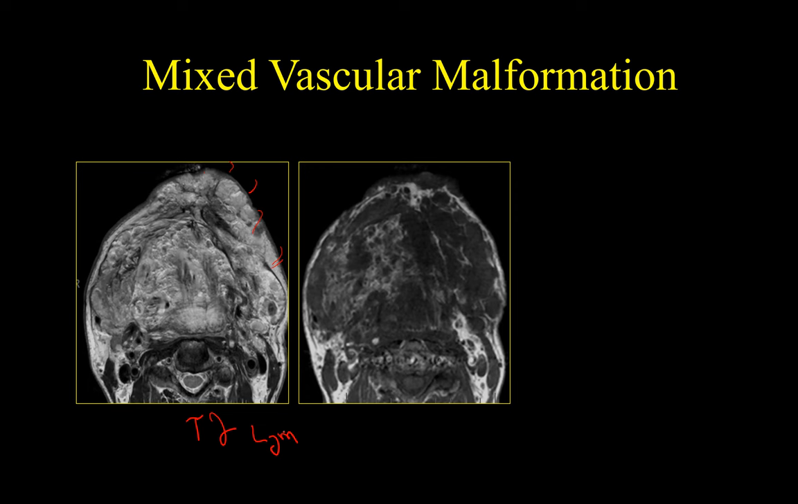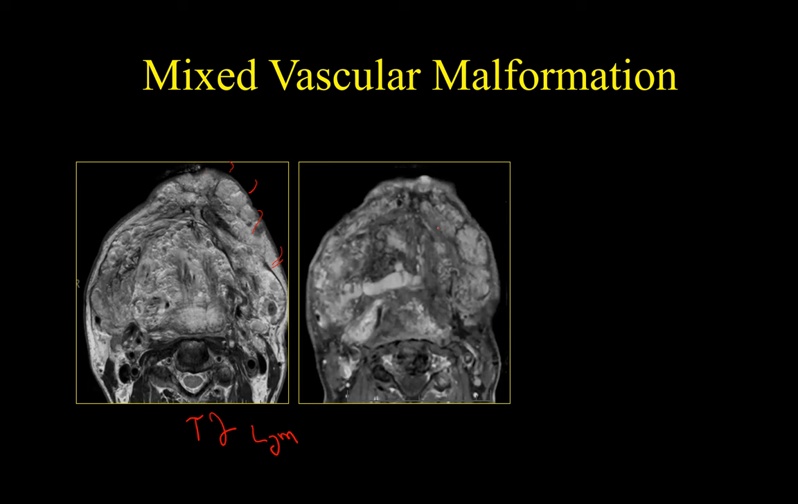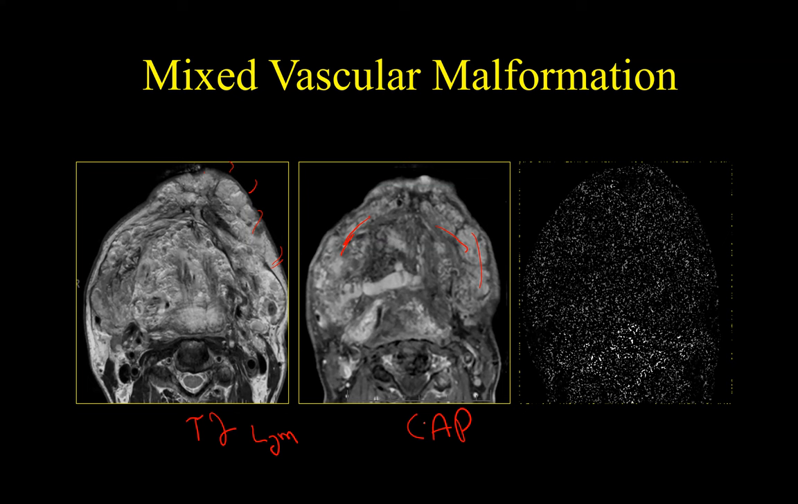Now I look at the T1 weighted images. And when I give contrast, I see a lot of contrast enhancement here, and some of it is linear as well. So I know there has to be a capillary component to this. And then if I do a CT scan, lo and behold, I see lots of phlebolites right here.